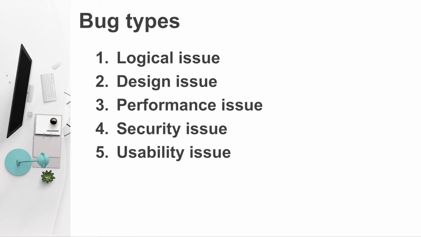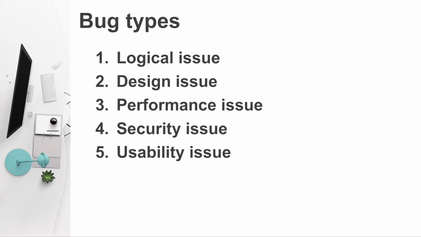There are different types of bug. It could be a logical issue or design issue. Design issue means design is not good. For example, you have a user management module in your product, but there is no password resetting function defined. In that case, once a user forgot his password, he's going to be blocked because there is no way to retrieve the password or reset the password.